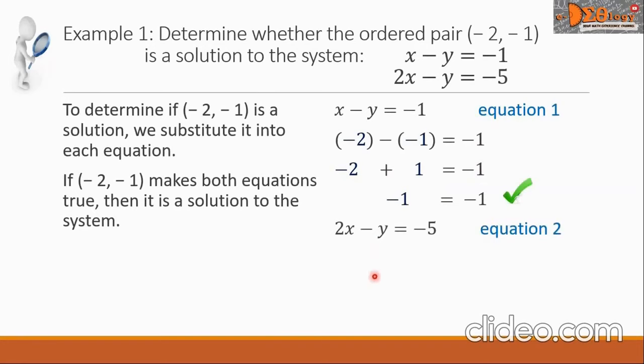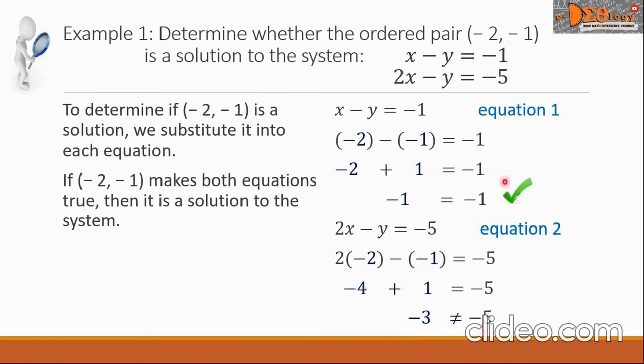Substituting the values respectively, we have now 2 times x becomes -2, then minus y is now -1, and the right side is -5. Simplifying further, 2 times negative 2 will be negative 4. This negative sign and the negative 1 here becomes positive 1. And this is equal to negative 5. Simplifying the left side, negative 4 plus 1 is negative 3, which is not equal to negative 5.